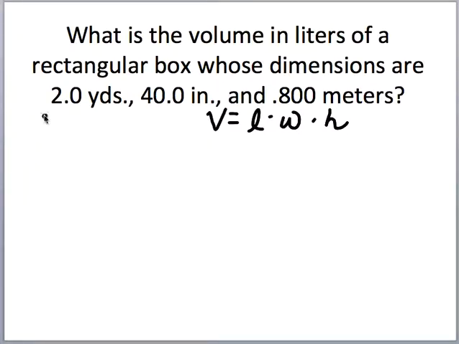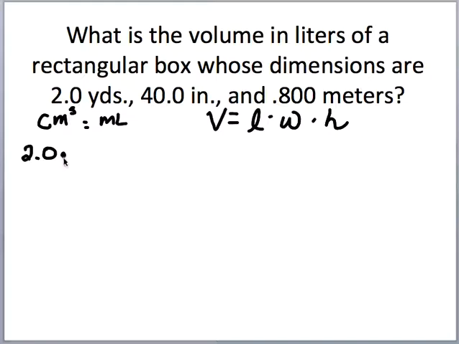Also, I know that a centimeter cubed is equivalent to a milliliter. And so if I can get all these units to centimeters, I will get length times width times height, centimeters times centimeters times centimeters into centimeters cubed, which will be easy to convert to milliliters and then to liters. So I'm going to start with the 2 yards.